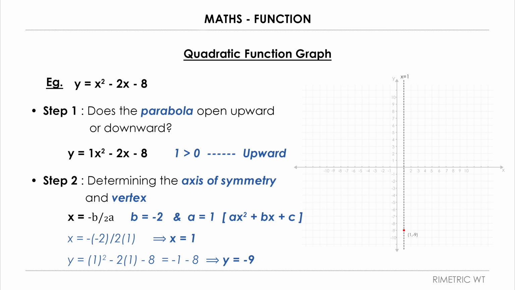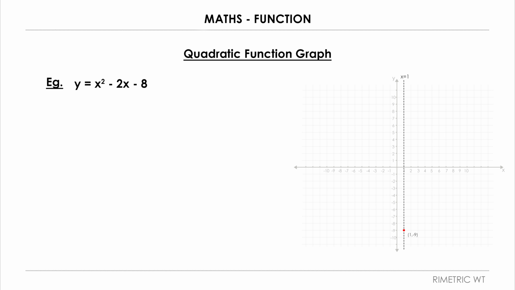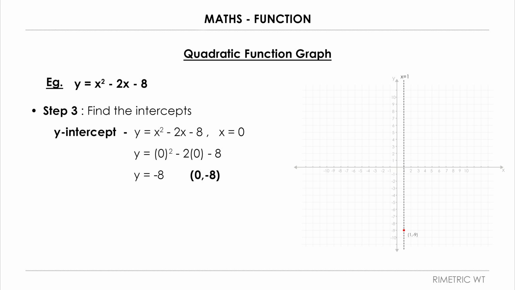After we find the turning point, we will determine the intercepts. The y-intercept will be when x equals 0, which will be y equals minus 8, as shown. So our y-intercept will be the point 0, minus 8. So we go ahead and mark it on our Cartesian plane. Our x-intercept will be evaluated by making y equals 0. We will have x squared minus 2x minus 8 equals 0.